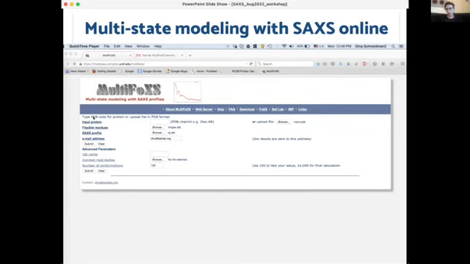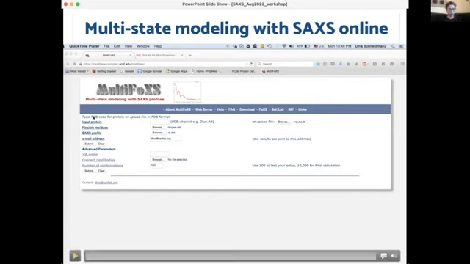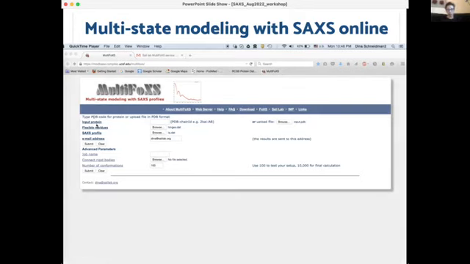And so now let's see how we can model this. And I'm showing this recording of the web server. So this is a multifox web server. And it gets, as I said, the PDB of the input protein. It gets a list of flexible residues and the SAXS profile. You put your email address, and after a while, you get a link to the results. So here it is.